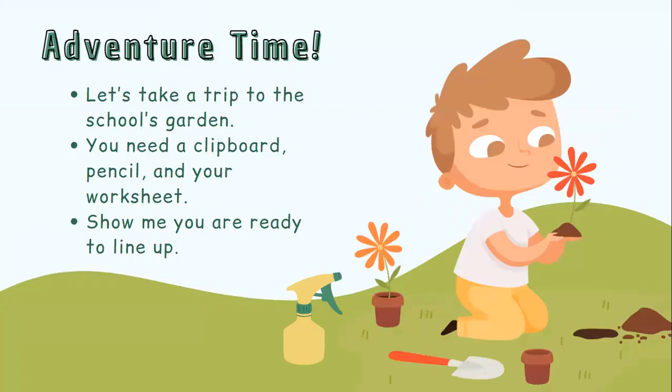We will be taking our students to the school garden to observe the different plants. They will need to take a clipboard, pencil, and the worksheet that they drew their house on. After we go over the directions with the students, they will be dismissed by table group to line up to go outside.